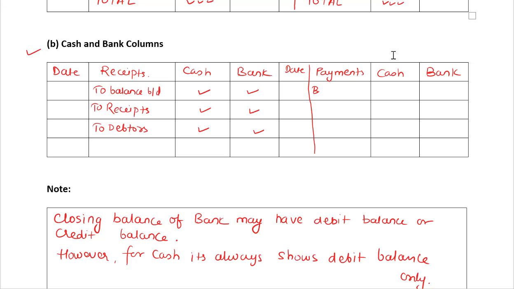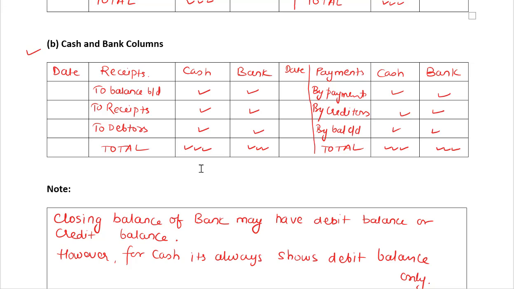In case of payments, just write by payments. Various payments will be done. We'll be paying our creditor, so it will fall under the payment side. And at last, the closing balance. So by balance carried down. Cash and bank, both the columns will be totaled over here. I hope it is clear.